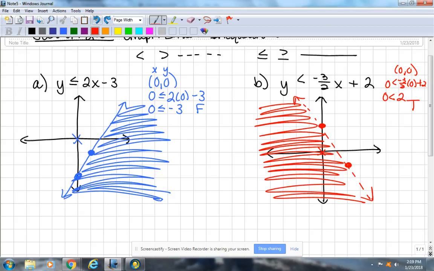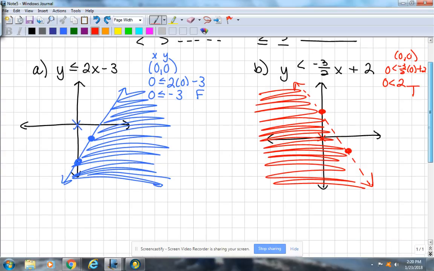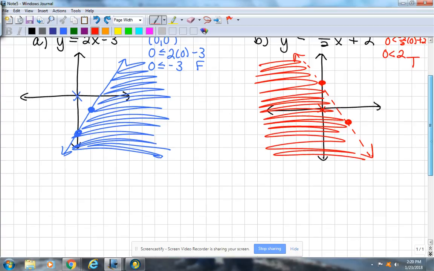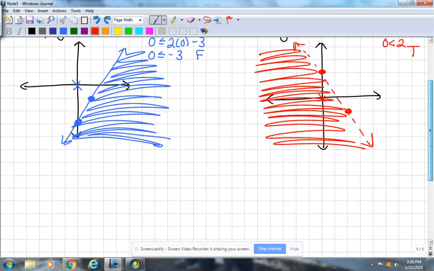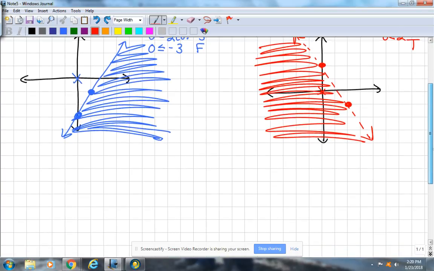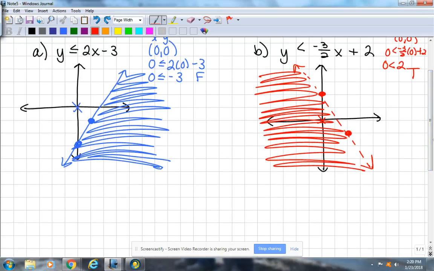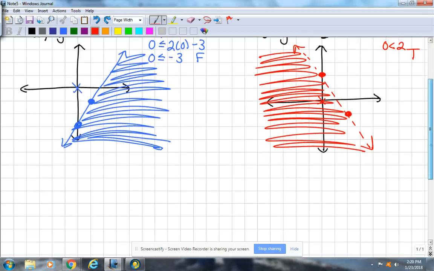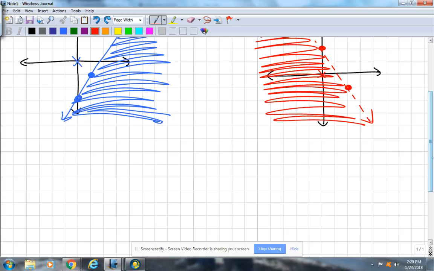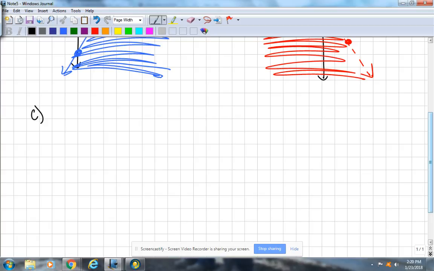Y'all's graphs are shady. What are you doing? You had to look at the graph. It's fine. It's fine. Okay. Lee, settle. Simmer down, child.